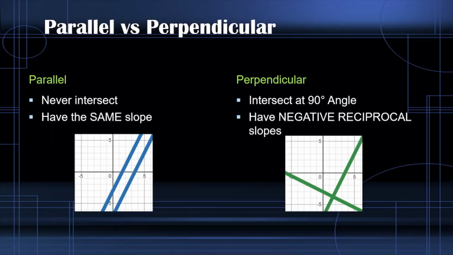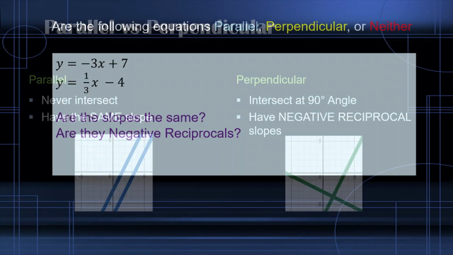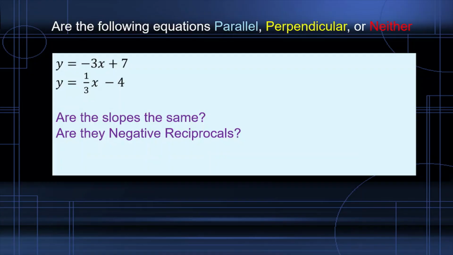So here are what the graphs of those lines look like. You can see the parallel lines on the left are the blue lines. They will never ever meet. They will never touch. They will never intersect. And on the right-hand side, your green lines, where they do meet, those two lines form a 90-degree angle. So let's try a couple of examples here. Do you think that these lines are going to be parallel, perpendicular, or neither?